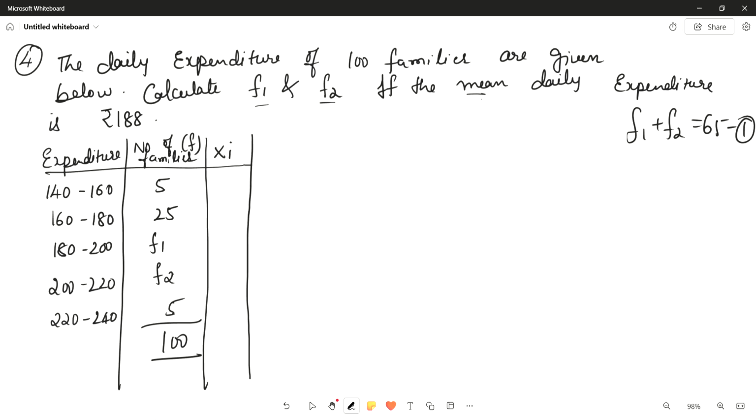So xi will be what? 140 plus 160 by 2. That is 150 you will get as the in-between number. Here it is 170, 190, 210, 230 you will get. This is the xi value. Okay, direct mean method only we will use here. Xi we got. Then we have xi into fi. So xi into fi, 150 into 5, 750. Okay, 170 into 25.